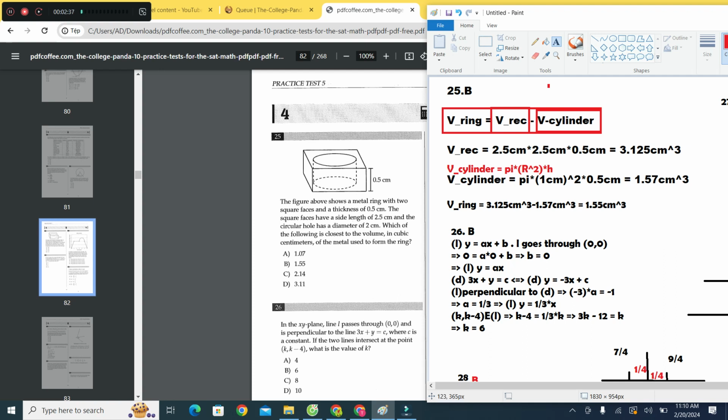And then, when we know the volume of the rectangle and the volume of the cylinder, we just subtract the volume of the cylinder from the volume of the rectangle, and we obtain the volume of the ring. So the volume of the ring is going to be 3.125 centimeter cube minus 1.57 centimeter cube, which equals 1.55 centimeter cube. 1.55 corresponds to answer B here. So the answer for 25 is B.